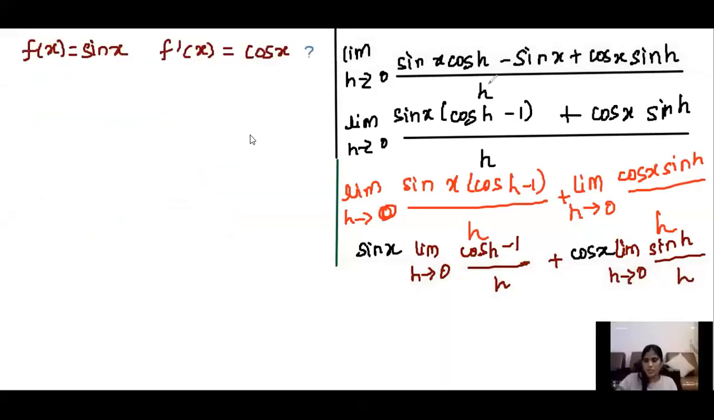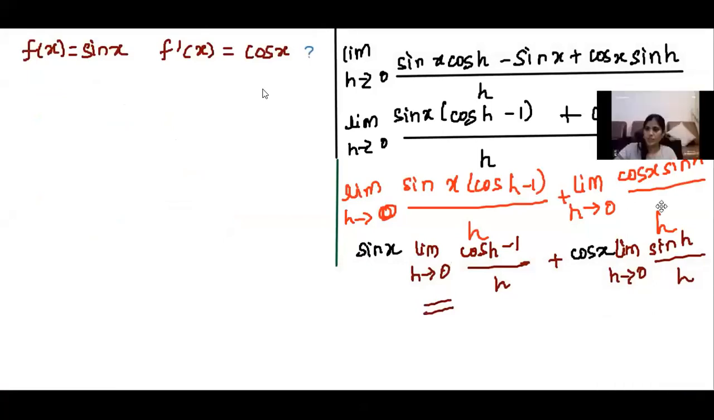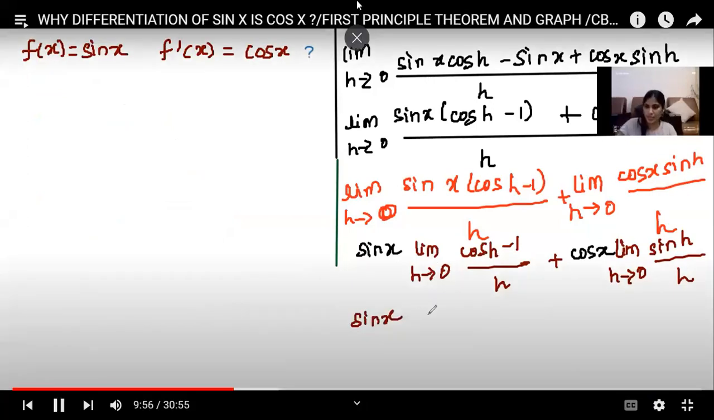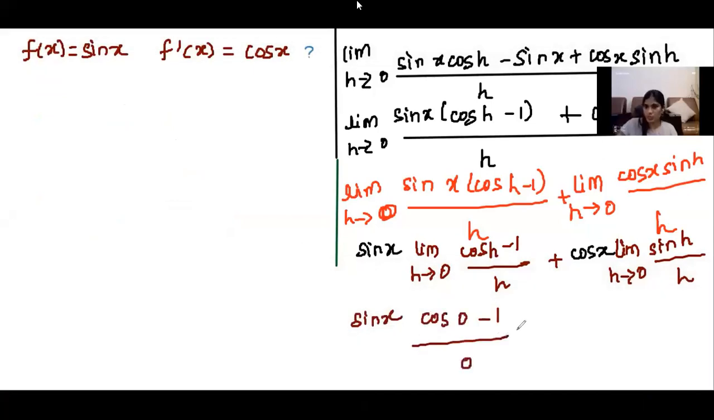So the next step is, you have to substitute the value of h is 0 over here. Okay, I'm going to do the substitution for that. Okay. So, sin x-a appadiye edukonga. Limit h tends to 0. Inga h-a neenga 0 nu substitute panna poringa. Appa enna agumna? cos 0 - 1 upon 0 அப்படின்னு வரும். பிளஸ் இந்த cos x limit h tends to zero, sin h upon h.